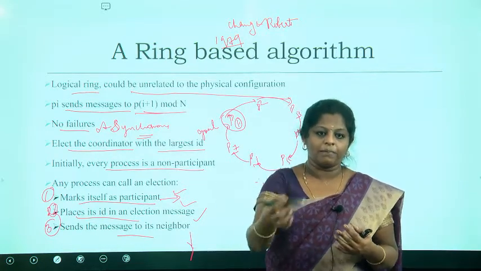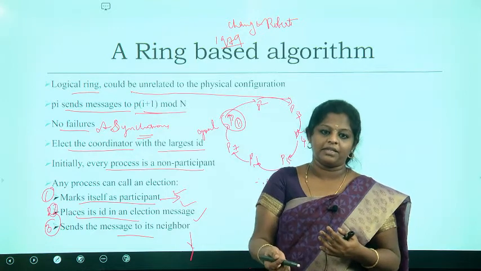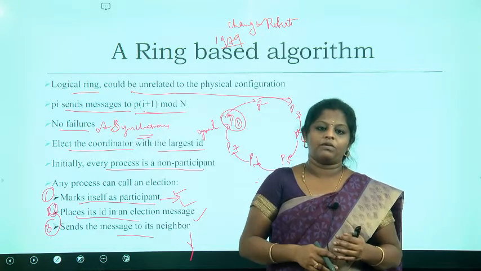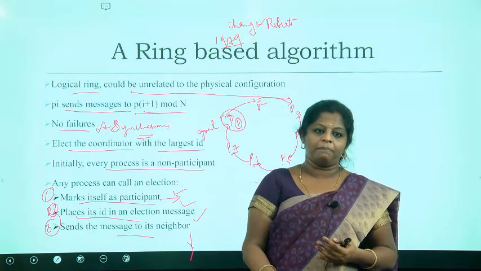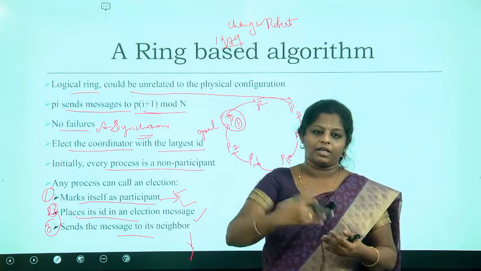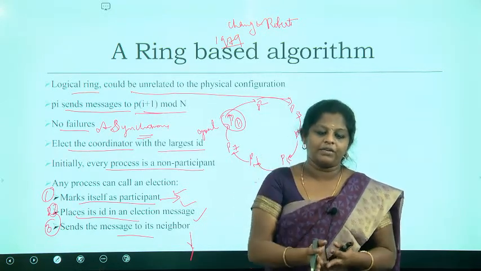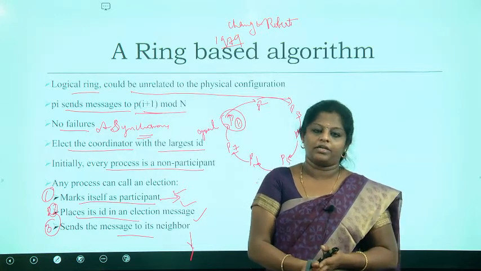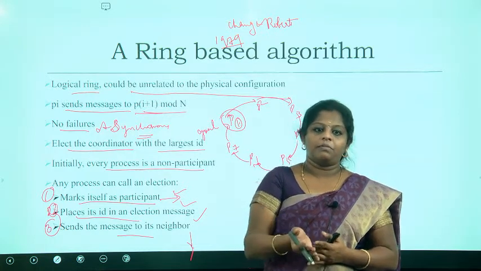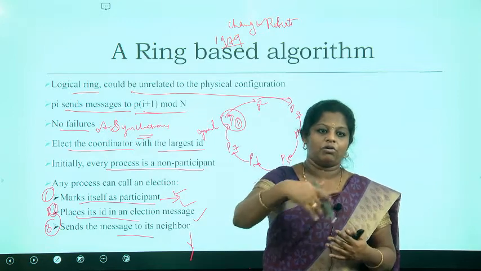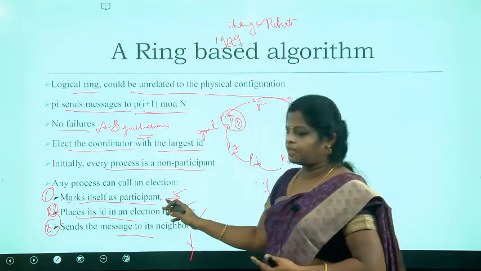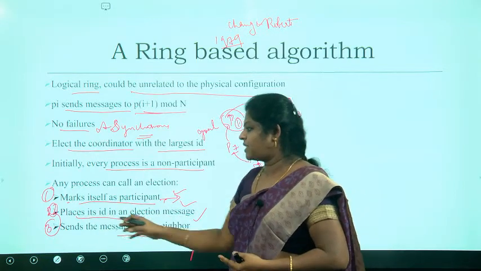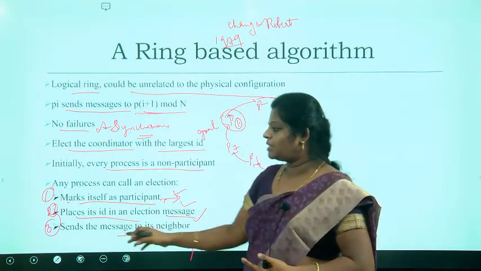See how people participate in an election. First, the participant announces that he is going to participate in the election. Then he gives his identifier, which is submitted to the election commission, and the election starts with the help of that identifier. Same here: mark itself as a participant, then place its ID in the election message and send the message to its neighbor.